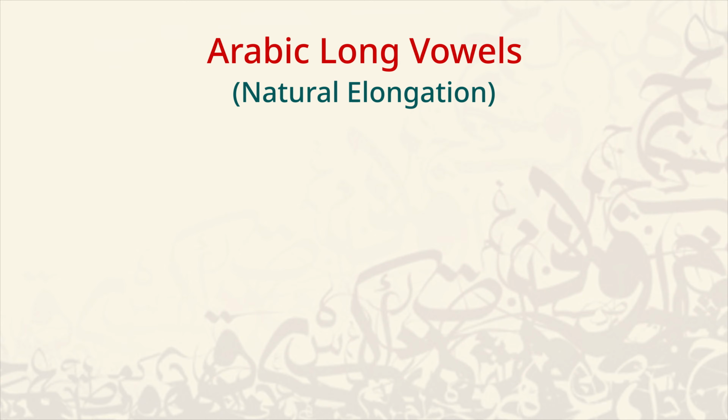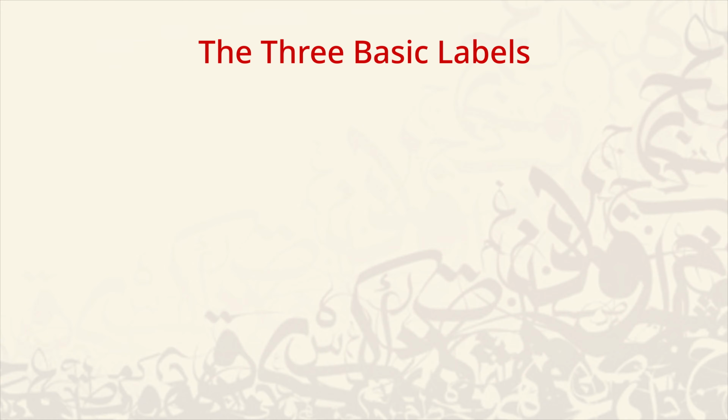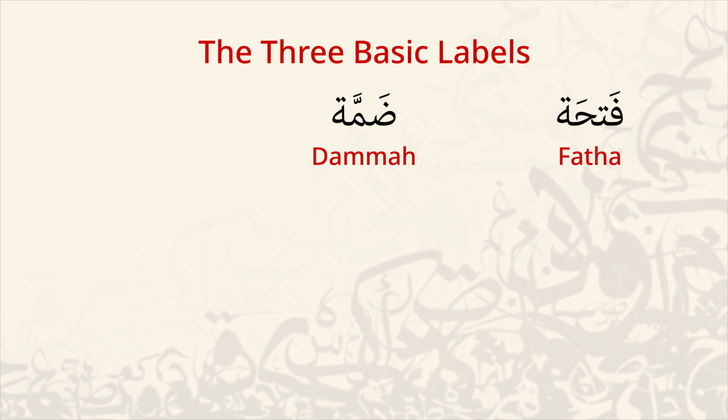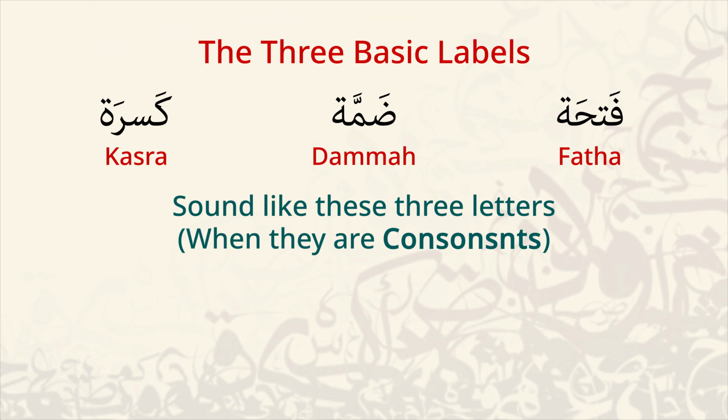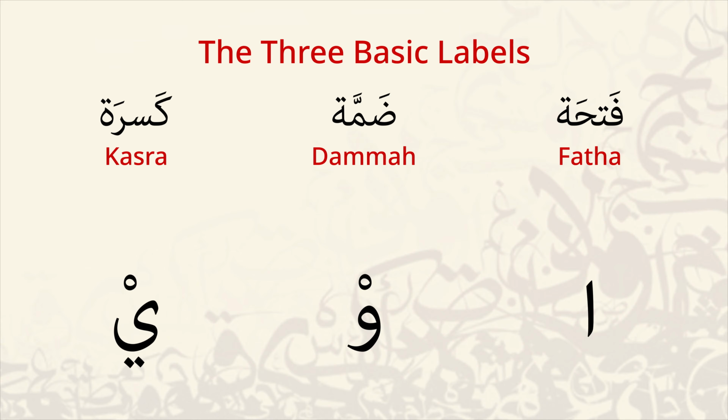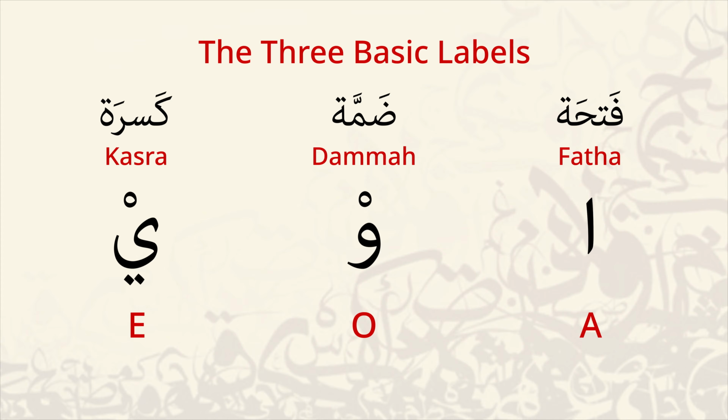In the first lesson of this course, I mentioned that the 3 basic labels, Fatha, Dhamma, and Kasra, are similar in pronunciation to these 3 letters, Alef, Waw, and Ya, respectively. When these 3 letters are consonant, they sound the same as these 3 labels in most of the cases. So the consonant Alef sounds like A, the consonant Waw sounds like U, and the consonant Ya sounds like E.